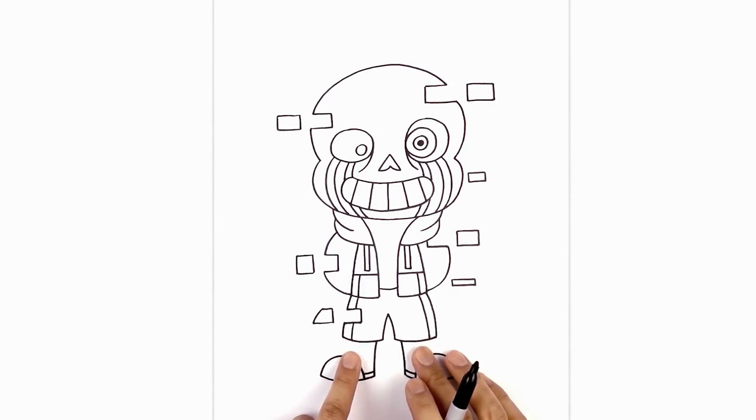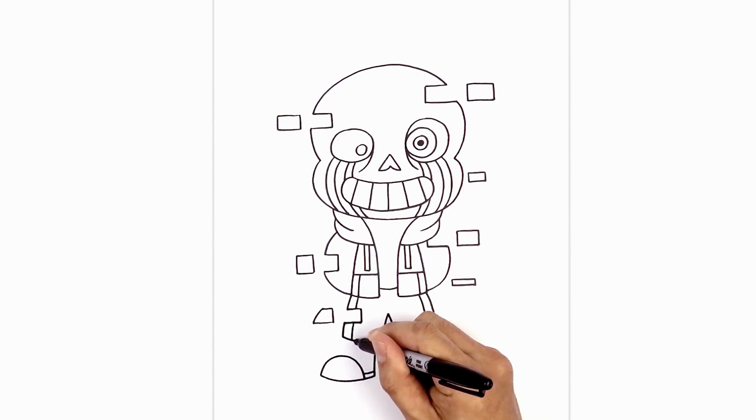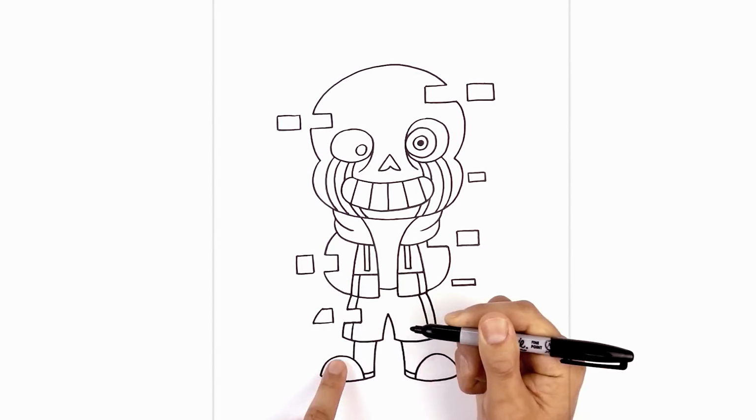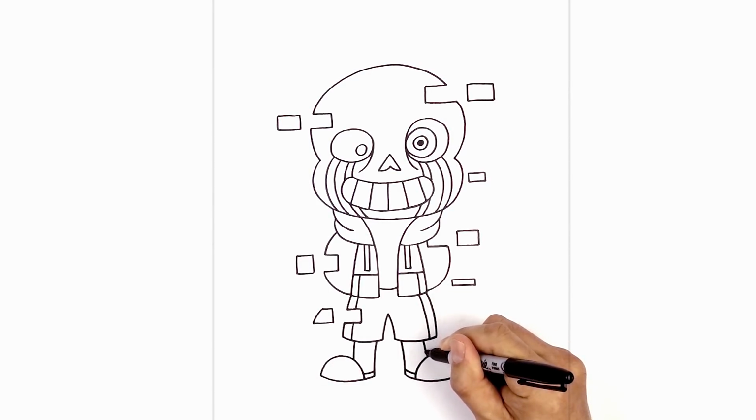Now let's move back up and draw on the outside of the leg. Starting underneath the short, right up here, we're going to curve down on top of the foot. We'll do the same thing on the right side.